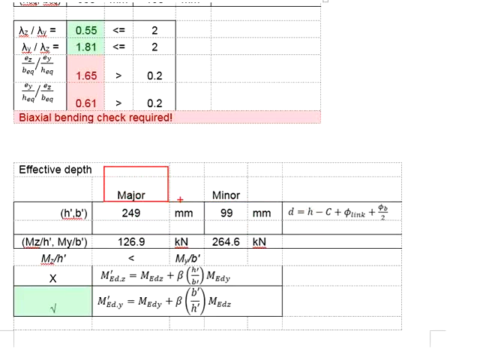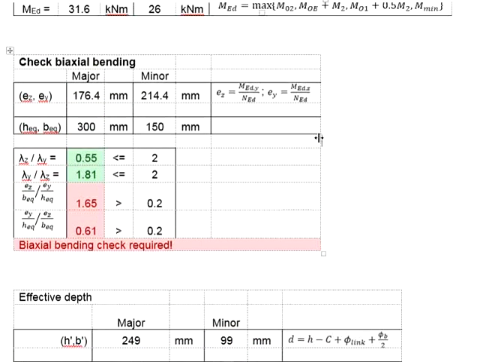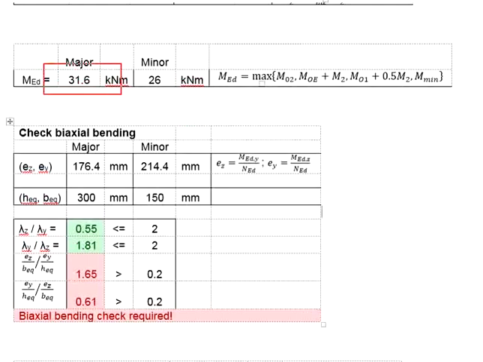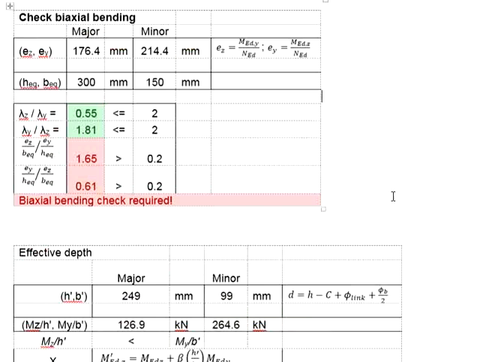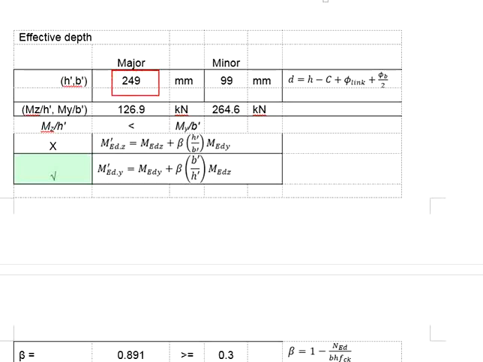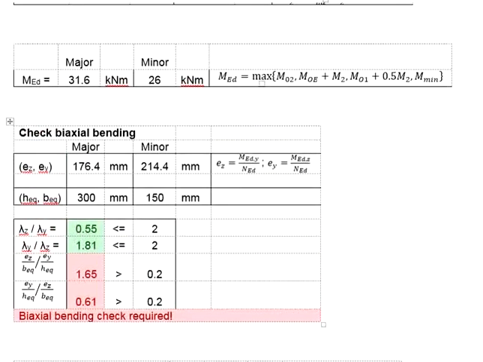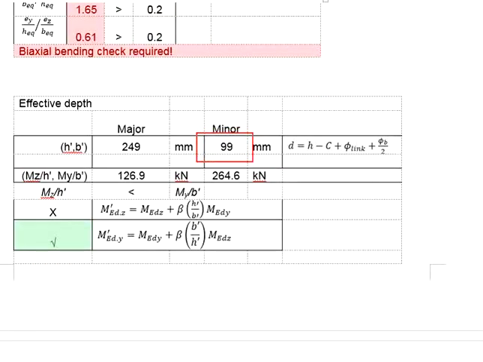we will use the MED that we have calculated previously and divide it by the H' and the B'. For the major axis, we take the major axis MED divided by the effective depth of the major axis. That gives you 126.9 kN. As for the minor axis, we take the MED from the minor axis divided by the B'. That gives you 264.5 kN.